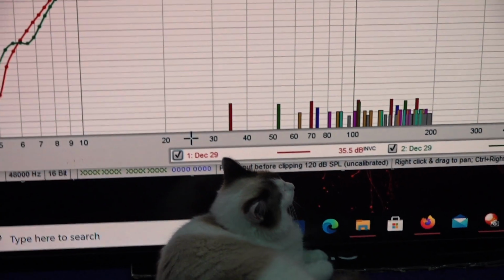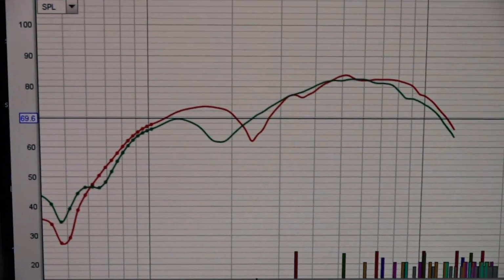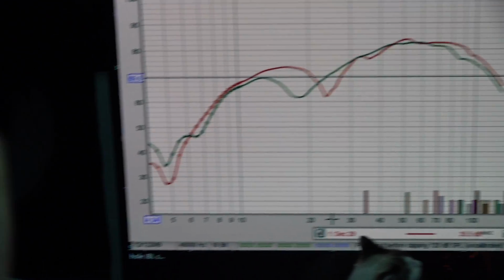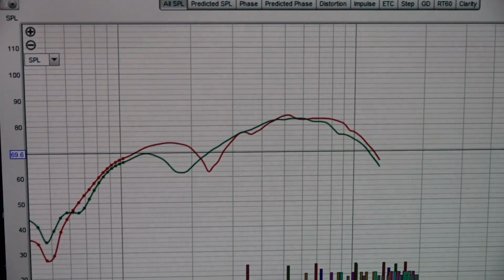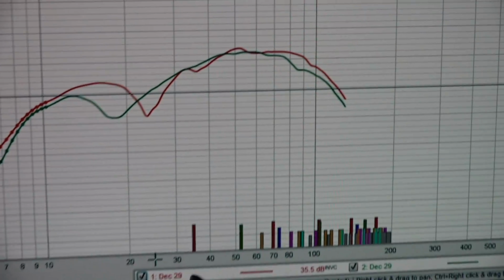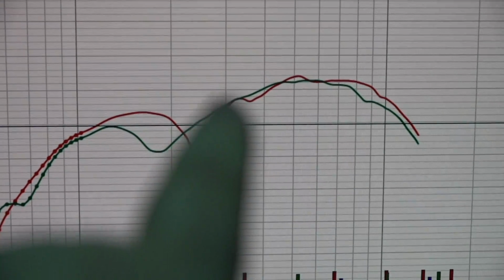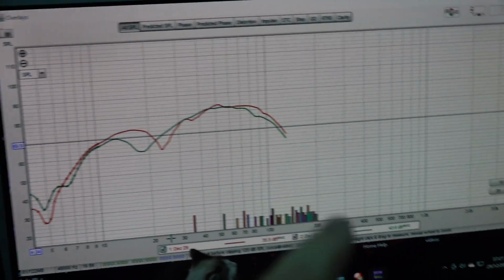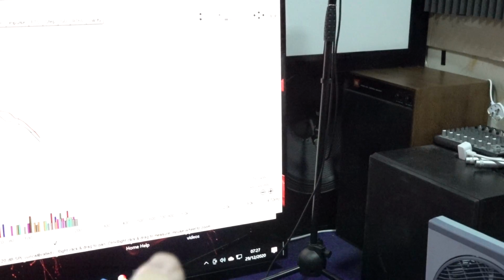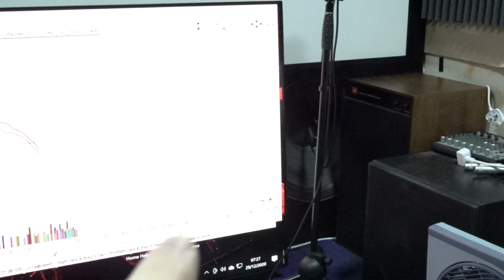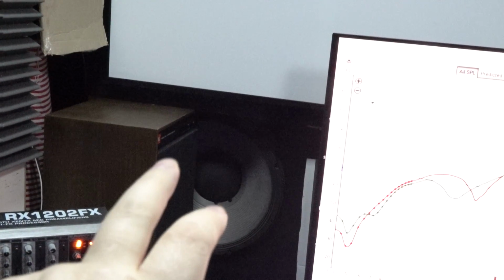Frequency graph. The red one is the JBL 4645C over to the left. The green graph is the JBL 4645 DIY homemade one over here. And there's a JBL 2240 in the box, and there's a JBL 2242 in the box.